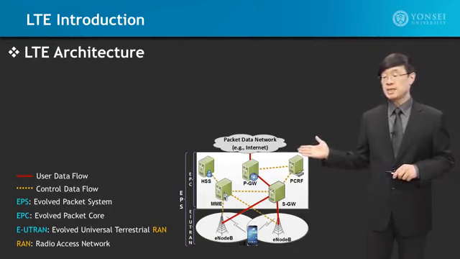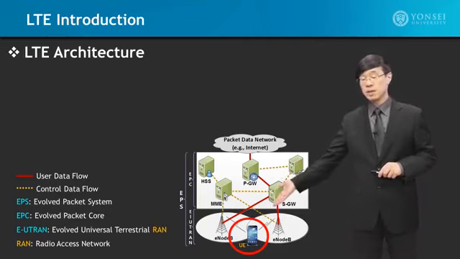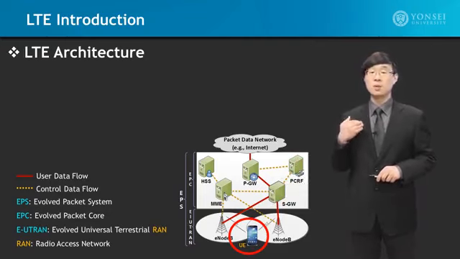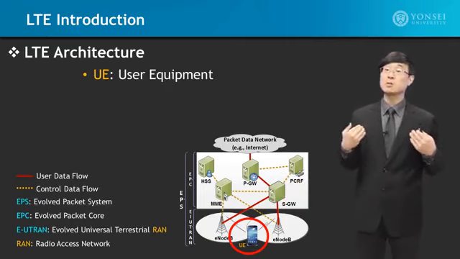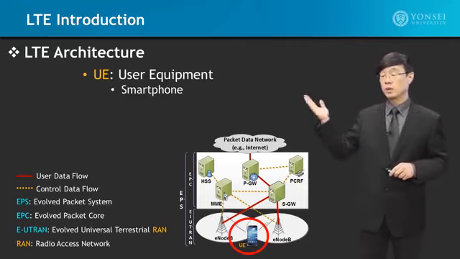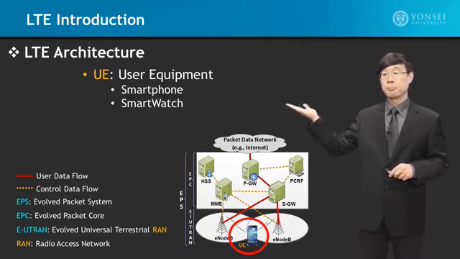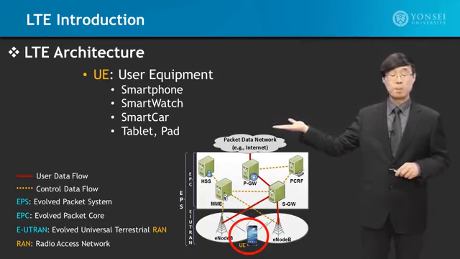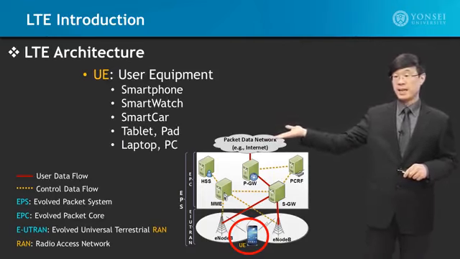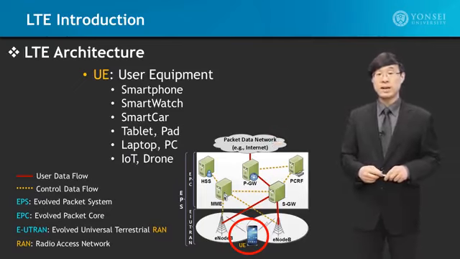Now, as you can see from this structure, first of all, the user equipment, UE, is what we get to use. So therefore, it is very important. It is the most important to us. So we look into it. It will be our smartphone, smartwatch, smart car, like an autonomous vehicle, tablet or pad. It could be like a laptop or PC, as well as an IoT device or a drone.